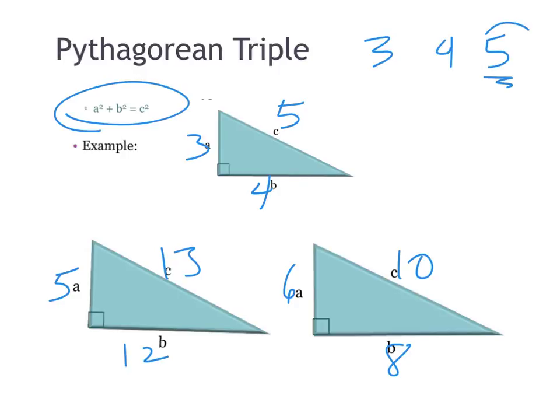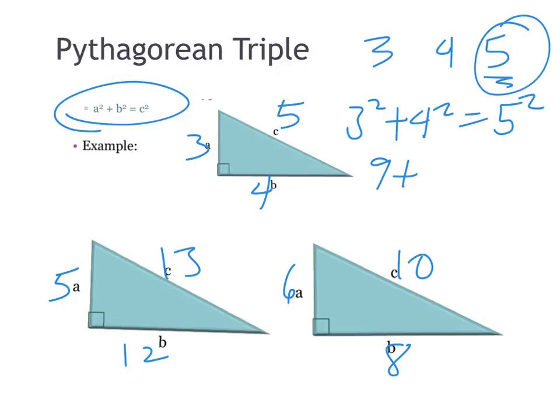In other words, the longest number is going to be the C, so we'd say 3 squared plus 4 squared equals 5 squared. And we can prove that. 9 plus 16 equals 25. And yep, that's true. So that one is a Pythagorean triple.